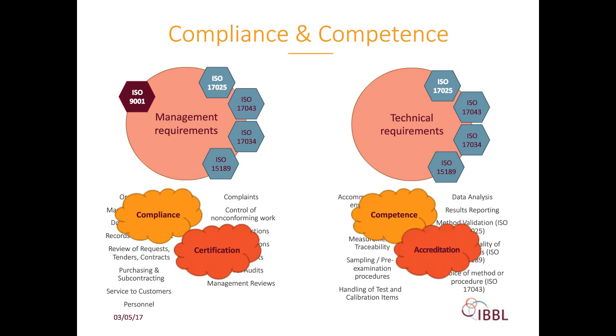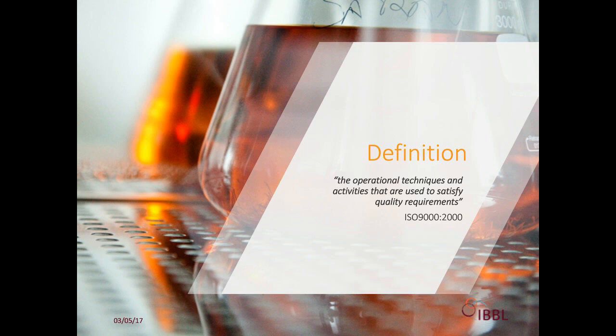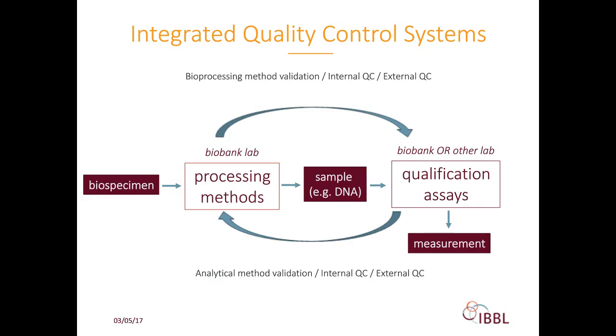The ISO definition for quality control is the operational techniques and activities that are used to satisfy quality requirements. As such, the definition of quality control is quite broad. So now we will see how this applies to biospecimen processing and analytical methods. A processing method is a method where the input is a biospecimen and the output is a processed sample, for example, extracted DNA.